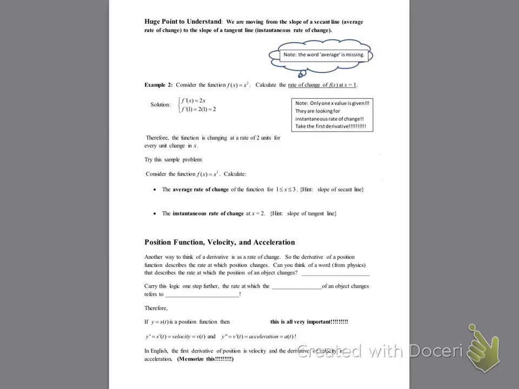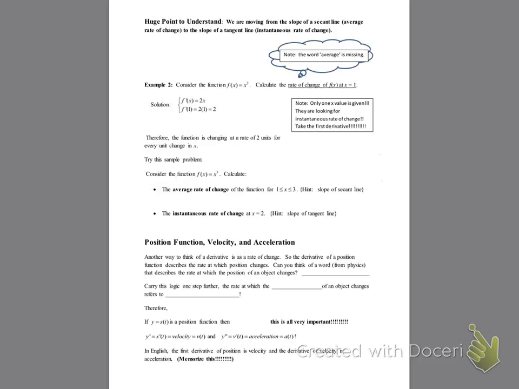All right, I've subtly written here that the huge point to understand is that you're moving from the slope of a secant line, which measures average rate of change, to the slope of a tangent line, which measures instantaneous rate of change, and that's what we measure when we take the slope. So I have an example for you now, and in this example, we're going to first analyze the words and then discover whether we're going to use the average rate of change or the rate of change, which is our instantaneous rate of change. So example 2 says, consider the function f of x equals x squared.